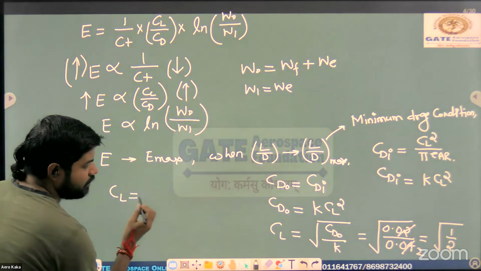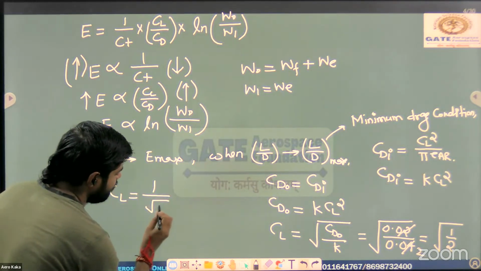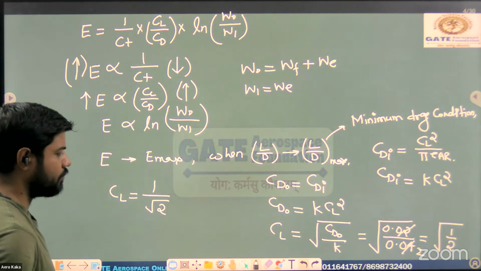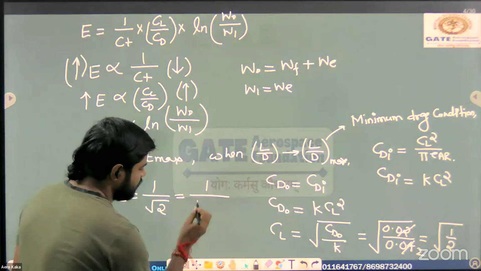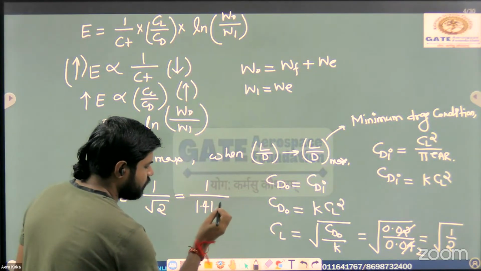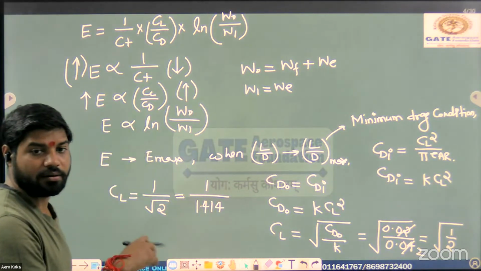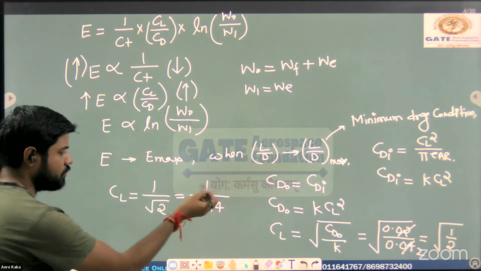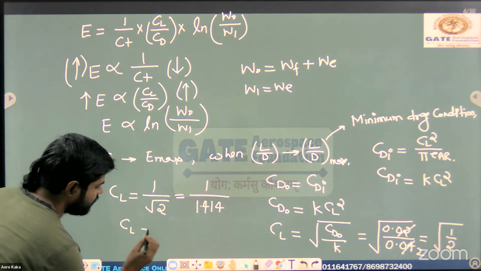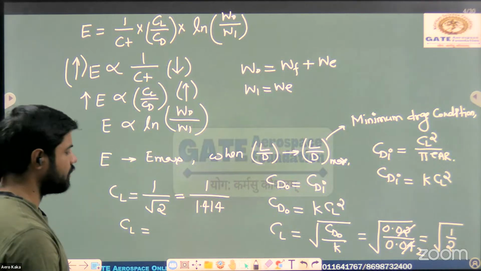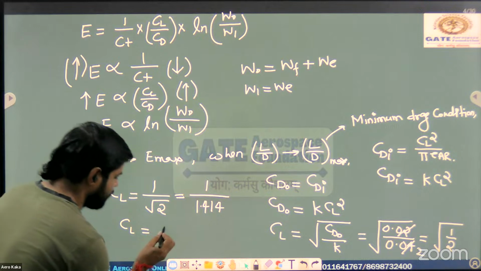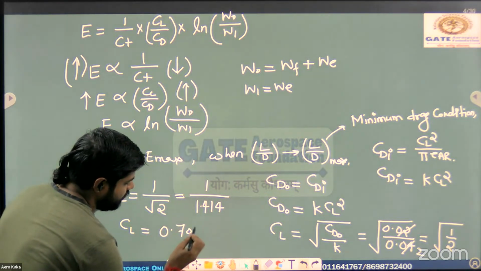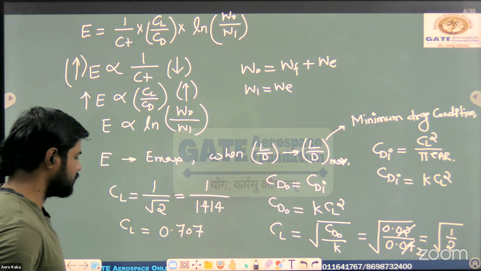So what is this CL? You can write this is nothing but 1 upon root 2. Agree? Now, what is root 2? This is nothing but 1.414. Please verify. Yes, sir. Okay. So if you simplify it further, what is the value of CL? How much are you getting? 0.707, right?